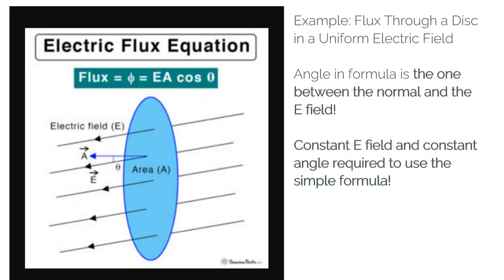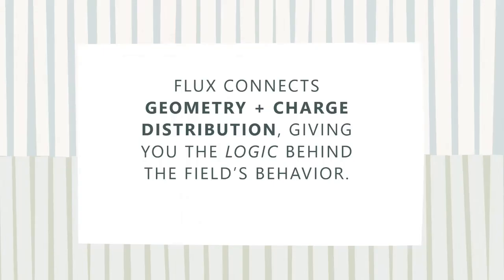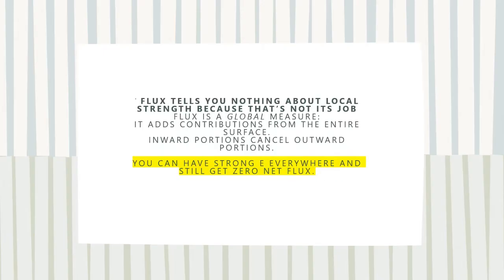But remember, the only reason we could use that simple formula for the entire area is because your E field hasn't changed over the entire area patch, and your angle is constant. So flux connects geometry to charge distribution. As you can see, we're now combining two things, and it gives us a little bit more information about how a field is behaving, right? But it doesn't tell me anything about the strength of the field, because that's not what it's designed to do. Okay? It's a global measure.